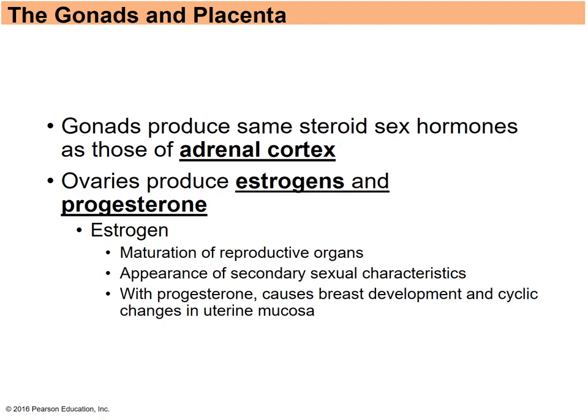With the gonads, the sex organs, and the placenta, they can be producing sex hormones, the same ones that are produced in the adrenal cortex. So the ovaries are producing estrogens and progesterone. Estrogen is involved with that maturation of the reproductive organs. It's also going to help stimulate the secondary sexual characteristics. And along with progesterone, it is going to be involved with the breast development. It's going to be involved with the cyclic changes that occur.